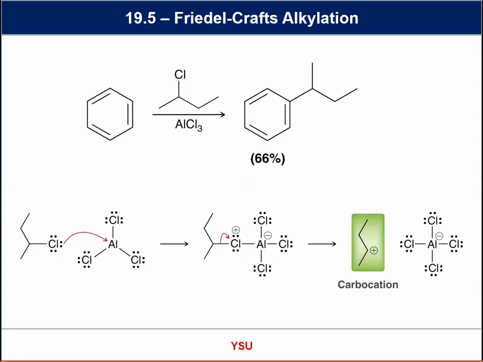We talked about alkylation. Alkylations are problematic because we have the possibility of carbocations being formed, and carbocations can rearrange. So we'll see now that the typical process here does again require Lewis acid.